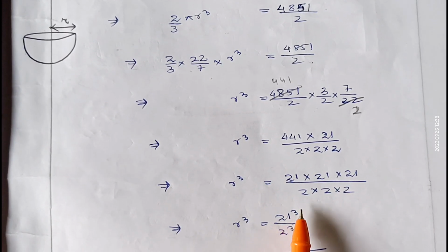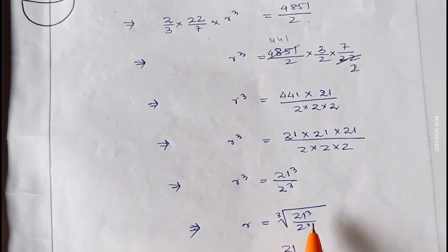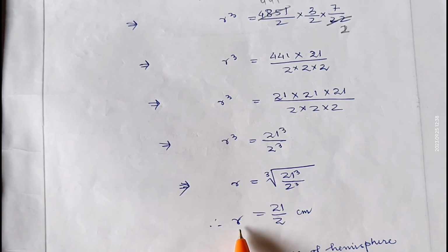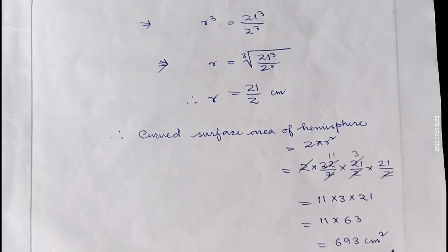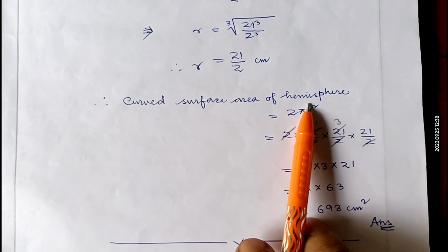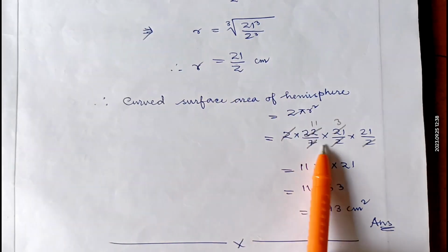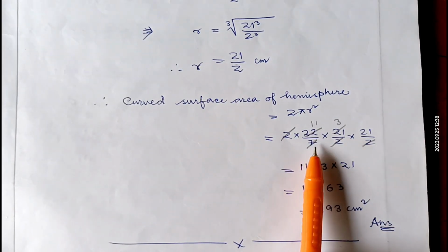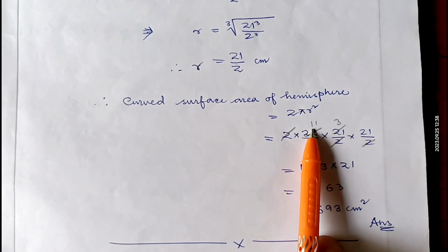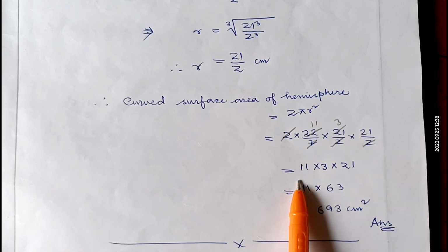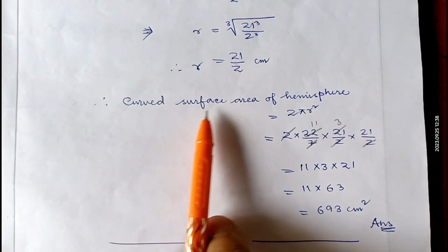So r cube will be 21 cube by 2 cube, which can be written as r equal to cube root of 21 cube by 2 cube. Cube and cube root will cancel. As a result, we are going to get radius equal to 21 by 2 centimeter. Now in the question it is given we have to find the curved surface area, and curved surface area of a hemisphere formula is 2 pi r square. So 2 pi is 22 by 7, r square, r is 21 by 2, 21 by 2 into 21 by 2. 7 threes are 21, 2 and 2 can be cancelled, 2 elevens are 22. So it will be 11 into 3 into 21. If you multiply, it will be 693. Therefore, 693 centimeter square is the curved surface area of the hemisphere.